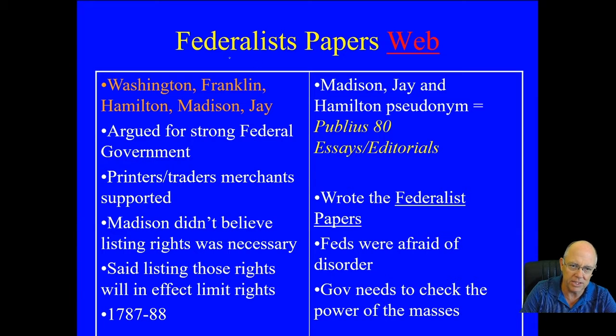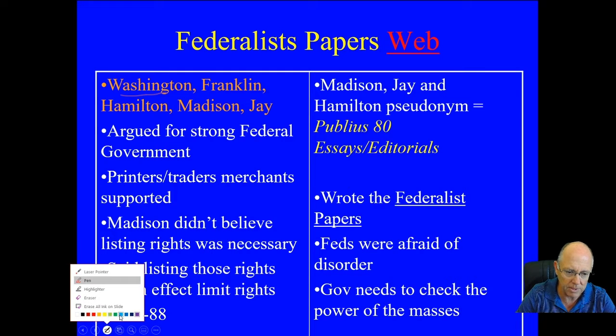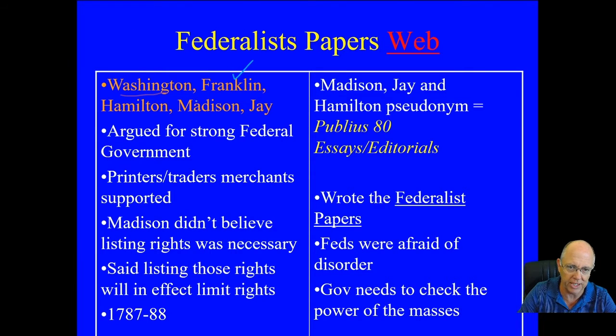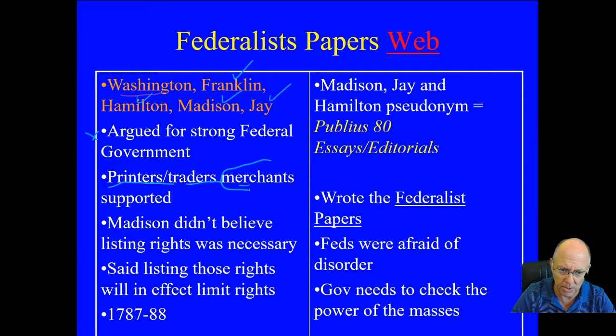Examples of who were the Federalists: Washington, Franklin, Hamilton, Madison, John Jay, people who were pro-Constitution. Again, they argued for strong government. They included printers and traders and merchants. Remember, there were so many economic problems with the Articles of Confederation that they wanted the new Constitution.